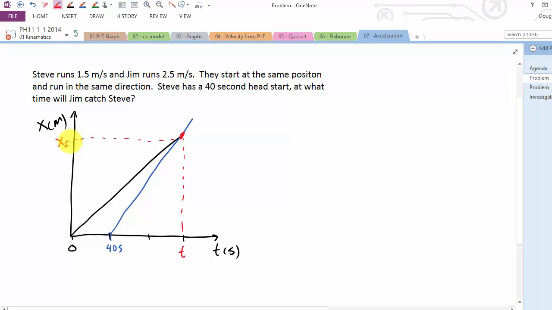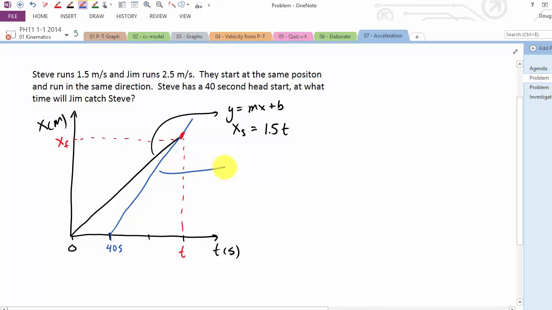To analyze this, I think the first thing we should do is think about the equations for each of these runners. This line here has the form y equals mx plus b. In this case, we have x of Steve, I'm going to call it xs for Steve, equals the slope of that line, which is the speed, so 1.5 t, and there's no y-intercept. That one's pretty straightforward.